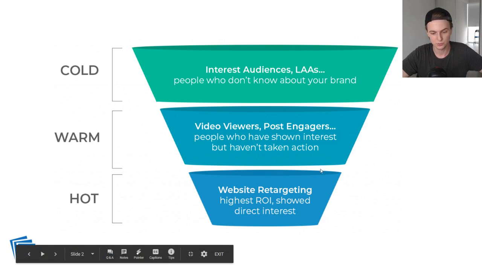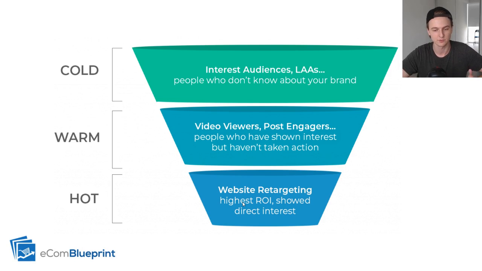Now, the smallest group is hot traffic, and this is also the highest return on investment group of people that you can target, because these are people who show direct interest in your product. People who've been on your website before but haven't bought, people who added to cart, even past buyers, people who've bought from you in the past, that's hot traffic. They already know who you are, they've shown direct interest, so those are the highest ROI people that you can target.